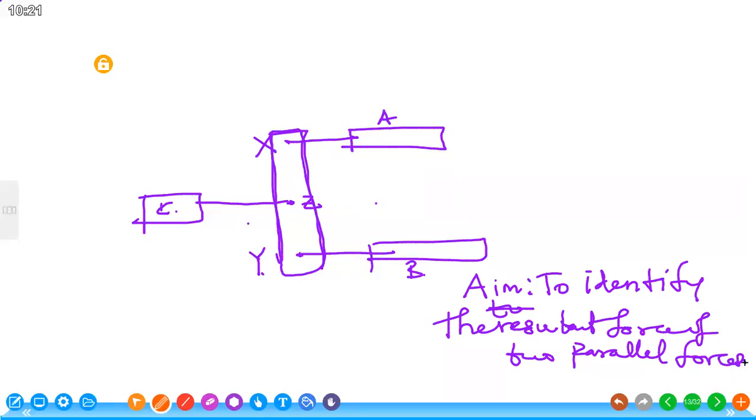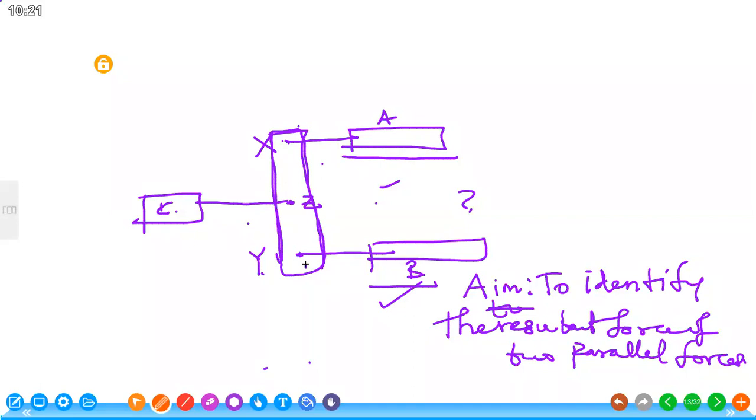Now observe. In this practical, we applied equal amounts of force in A and B. What is the reason why we apply equal amounts of force in balance A and balance B? Because the Newton balance should be perpendicular to the strip. The Newton balance should be perpendicular to the strip.